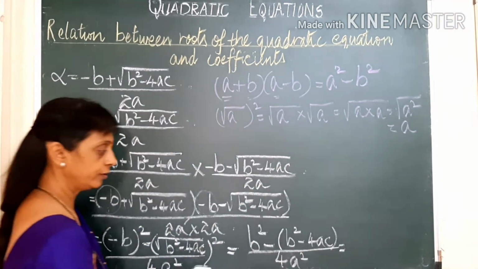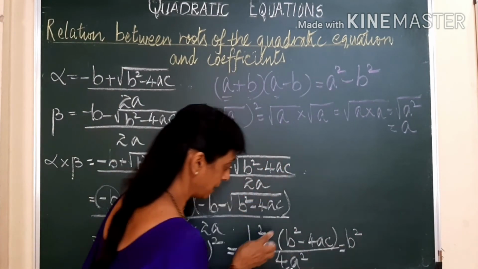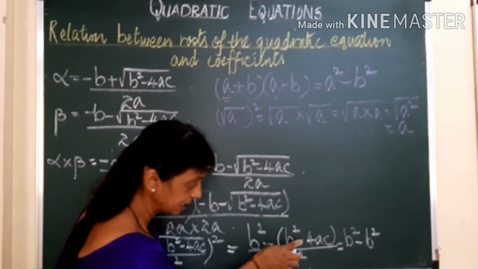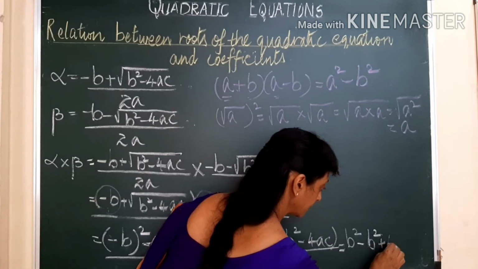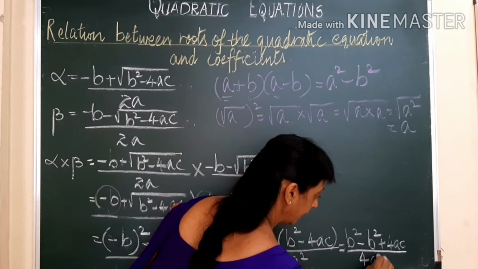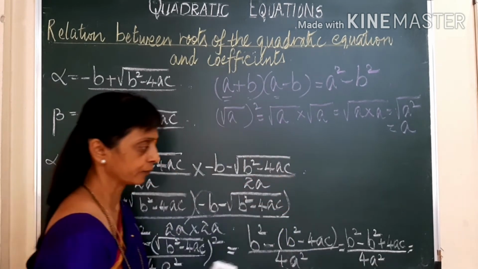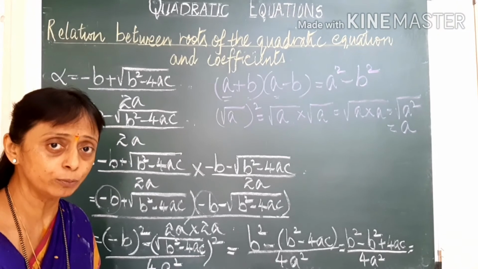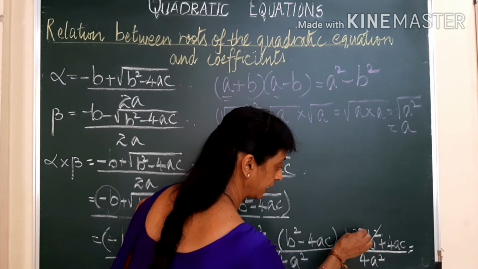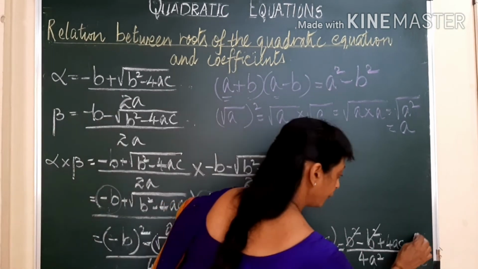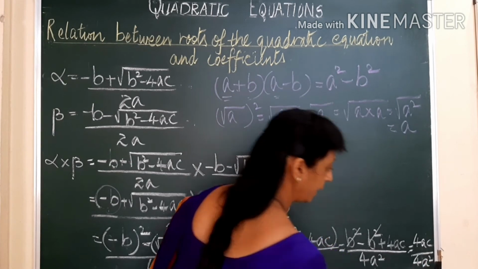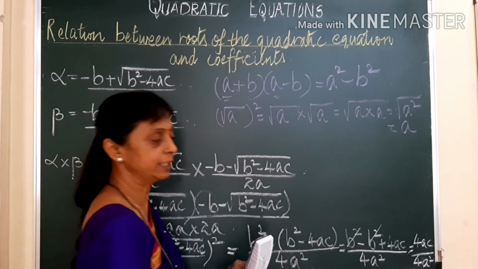Let's open the bracket, children. In the numerator, b square, minus into plus is minus. Minus into minus gives you plus 4ac upon 4a square. Do you have like terms with opposite sign in the numerator? Yes. Over here you have plus b square minus b square. So they get cancelled. So what are you left with? 4ac upon 4a square.